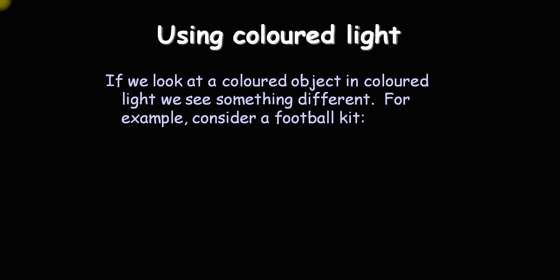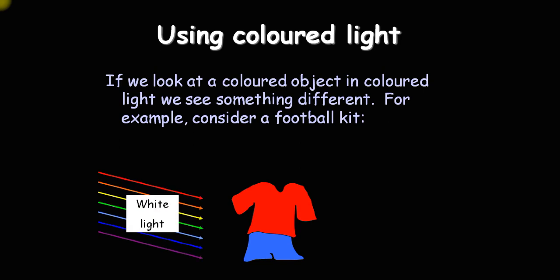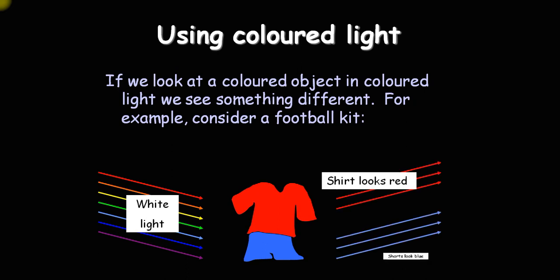Using colored light, if we look at a colored object in colored light, we see something different. For example, consider a football kit like this. When you have white light on a football kit that is made up of red and blue, the shirt looks red, and then the shorts look blue, because the light source that hits it is actually white light.